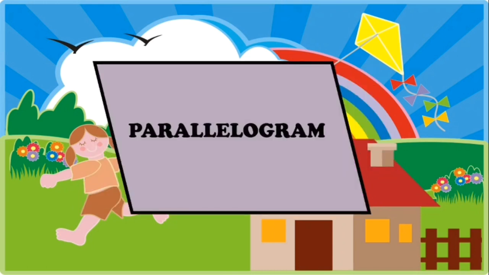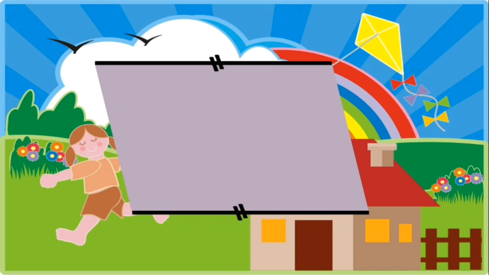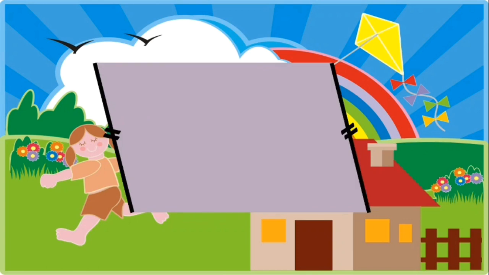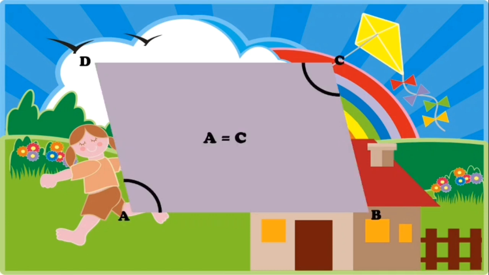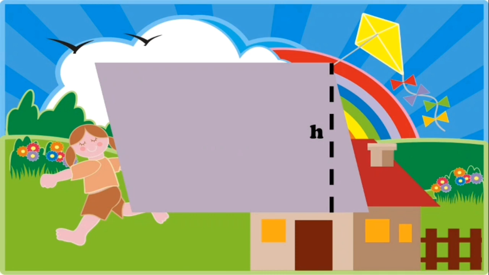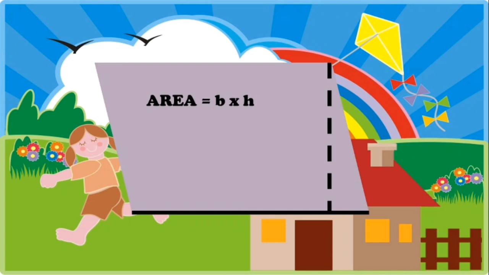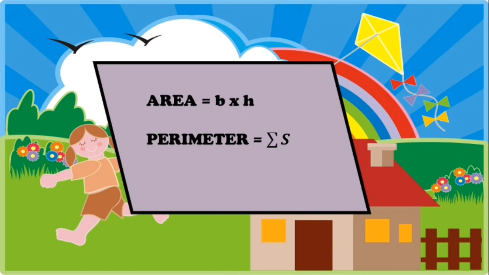Next is the parallelogram. It has 4 sides and 2 pairs of parallel sides. The opposite sides of a parallelogram are equal in length, and the opposite angles of a parallelogram are equal in measure, like A equals C and B equals D. This one is called the height of the parallelogram, and the area of a parallelogram equals base times height, and the perimeter of a parallelogram equals the sum of all sides.